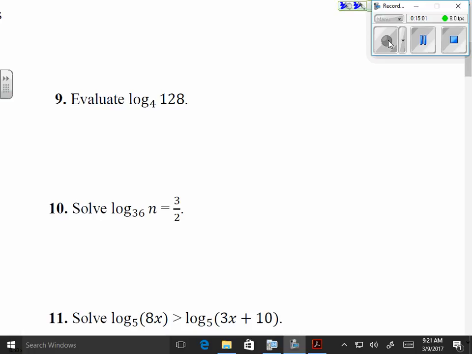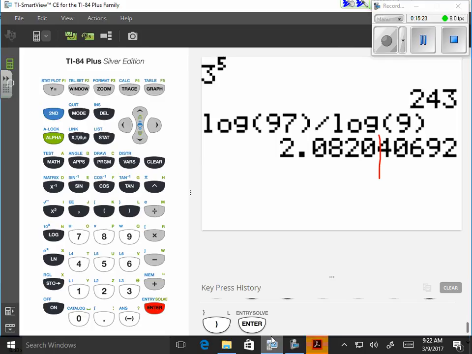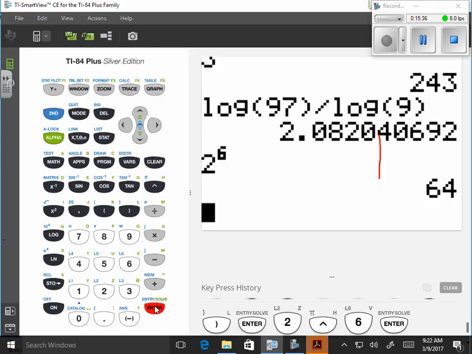Number 9, we could do the same way, but I want to show a different method also. If you set that equal to x, and we're looking for x, then 4 to the x power is equal to 128. If we change it into exponential form, 128 is the same as 2 to the 6th. Seven. 2 to the 7th.